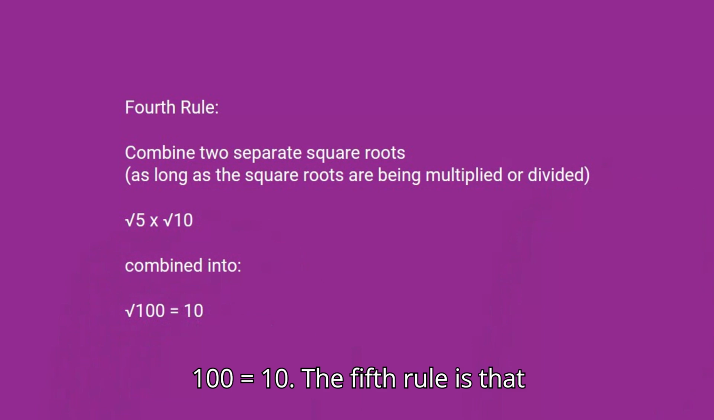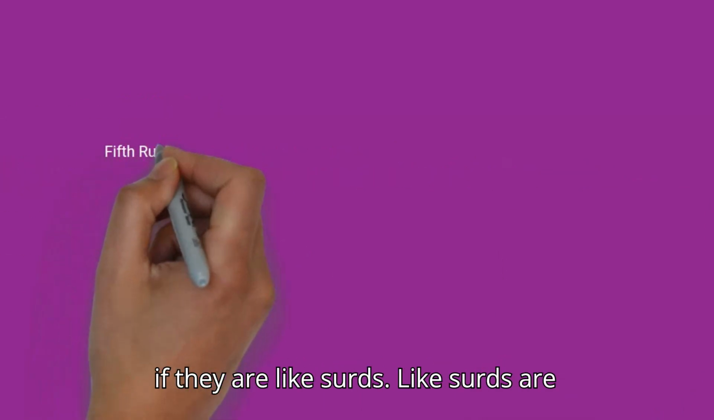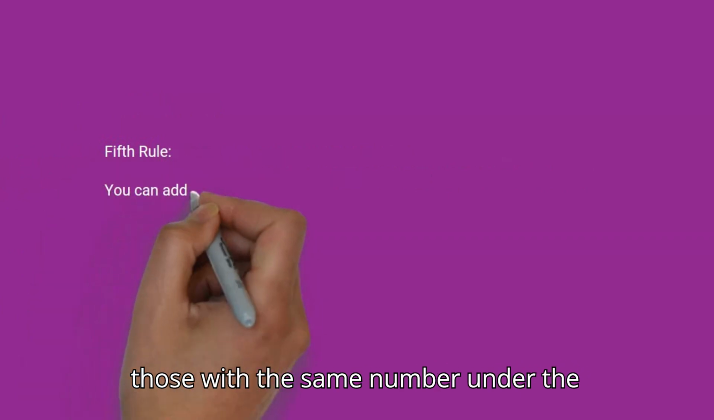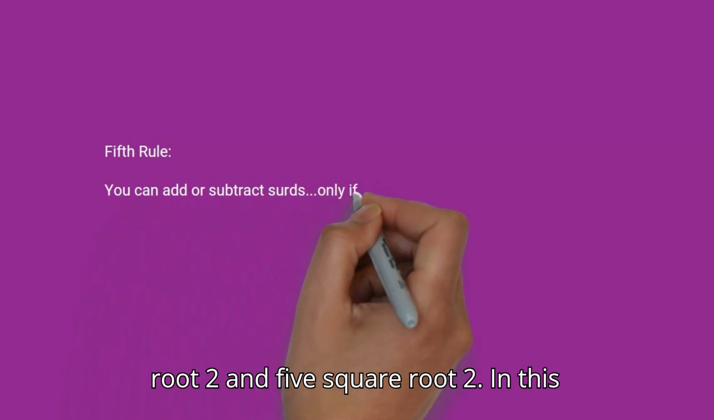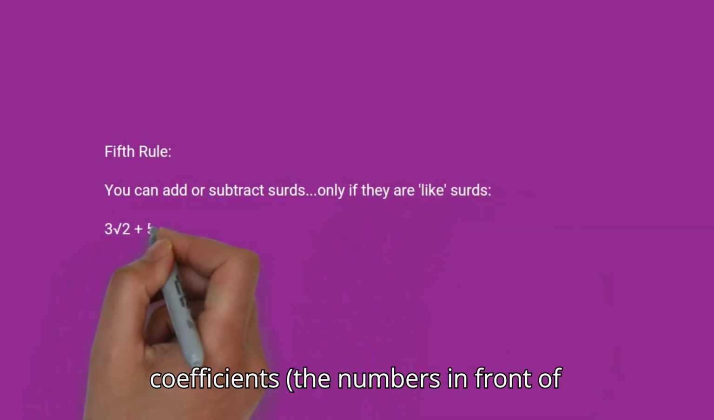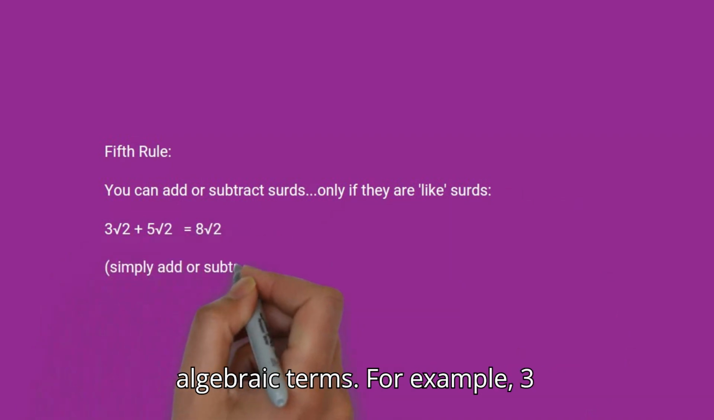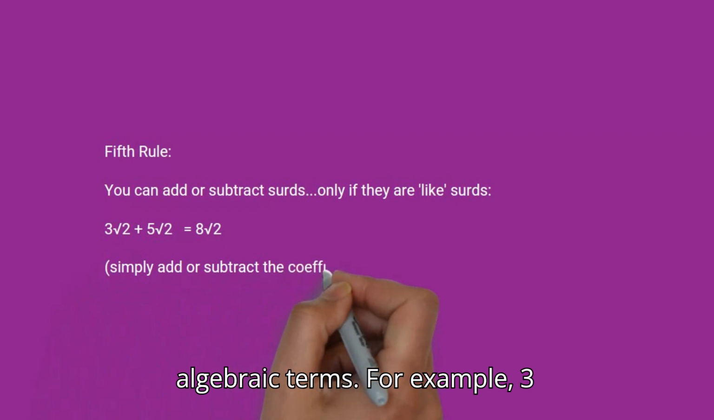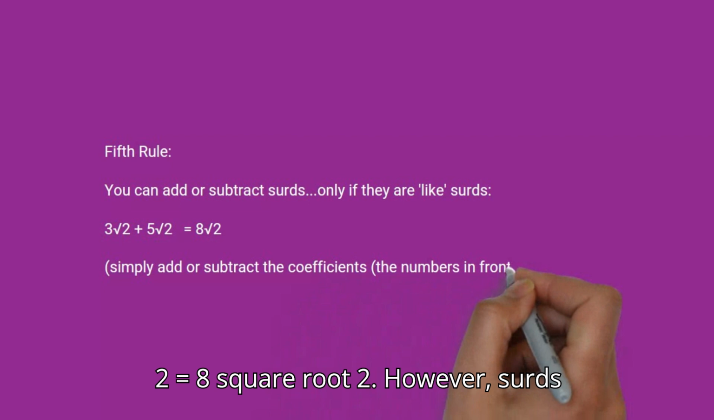The fifth rule is that you can add or subtract surds, but only if they are like surds. Like surds are those with the same number under the square root sign, such as 3 square root 2 and 5 square root 2. In this case, you can simply add or subtract the coefficients, the numbers in front of the surds, just as you would with algebraic terms. For example, 3 square root 2 plus 5 square root 2 equals 8 square root 2.